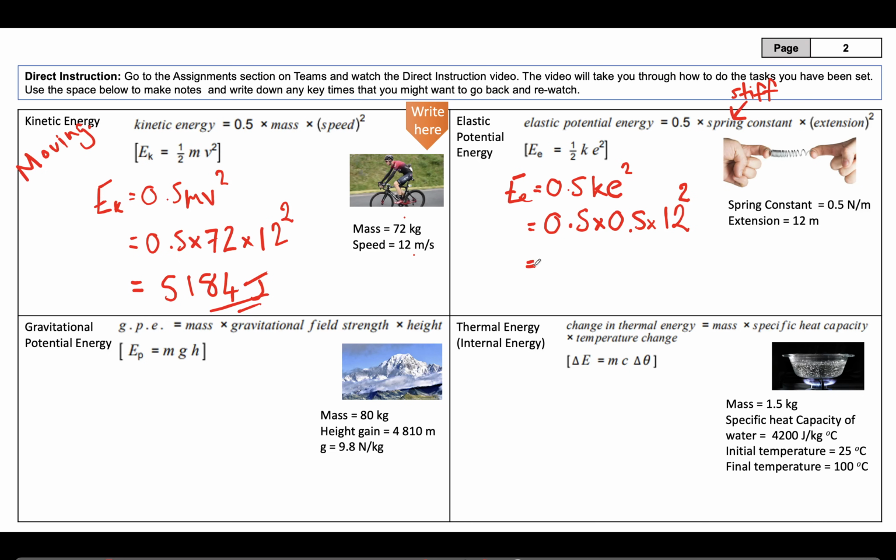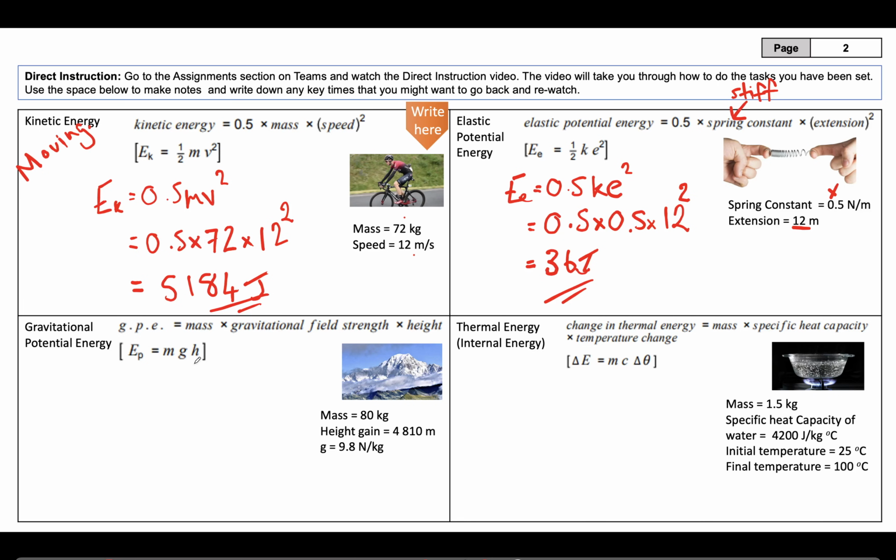So again, type it into the calculator, 0.5 times 0.5 times 12 squared gives me 36 joules. And underline it to show that's what we're talking about. So if we stretch this spring by that much, it will store 36 joules of energy. So there's not very much energy stored in that spring at all.